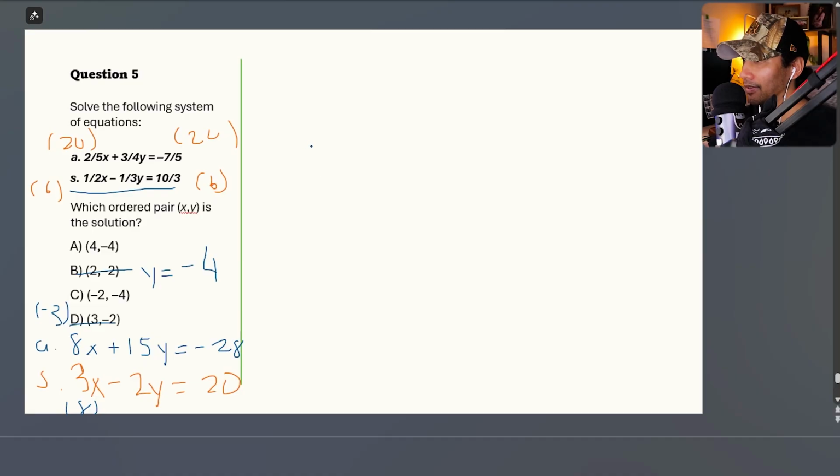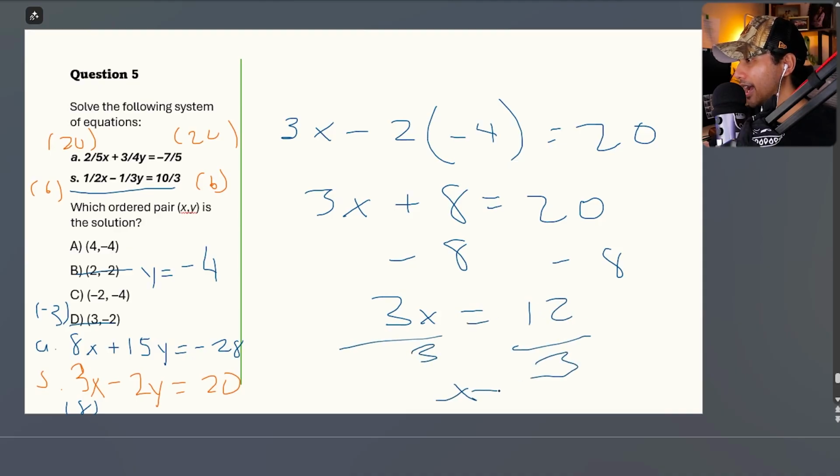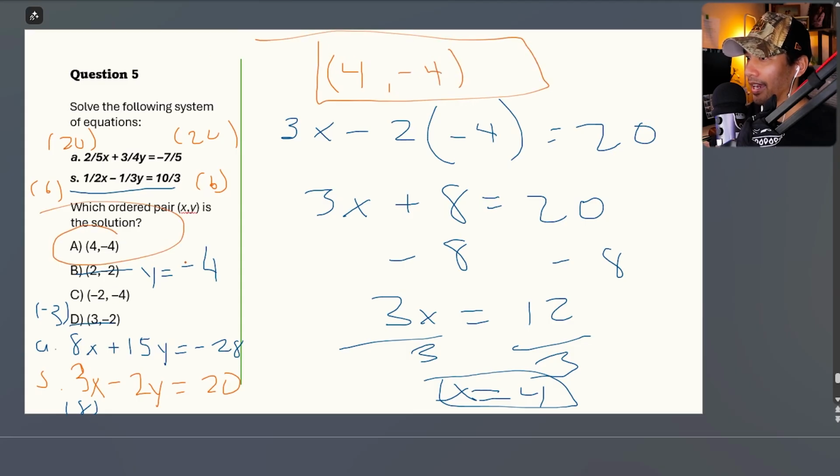So let's just go plug it in. Let's plug it into the easy one too. 3x minus 2 times negative 4 equaling 20. And then 3x plus 8 equaling 20, minus 8 minus 8. 3x equaling 12, divided by 3 divided by 3. X equals 4. Our ordered pair is 4 comma negative 4. And that is answer choice A. All right. We're going places, guys. We're getting it. You are passing your test, whatever it is.